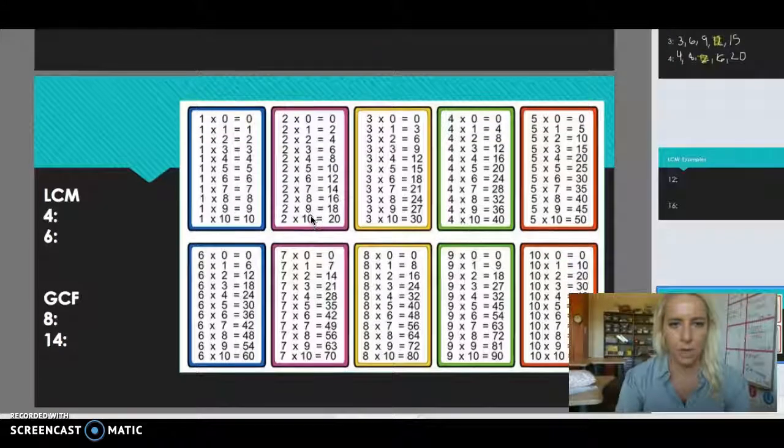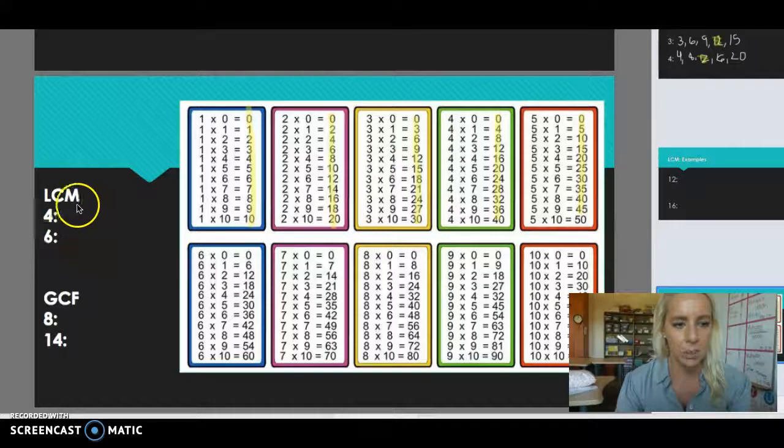Now I'm going to show you as a strategy how to use your multiples chart. In our column here for each term, these are the multiples of each number. So you can highlight these as your multiples. Now the factors of each number would be the results, and I'll explain those in a minute. So let's first look at an LCM of 4 and 6.